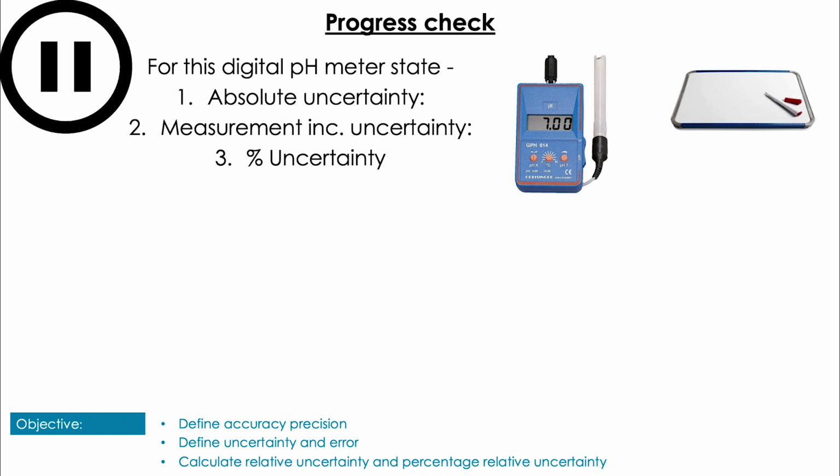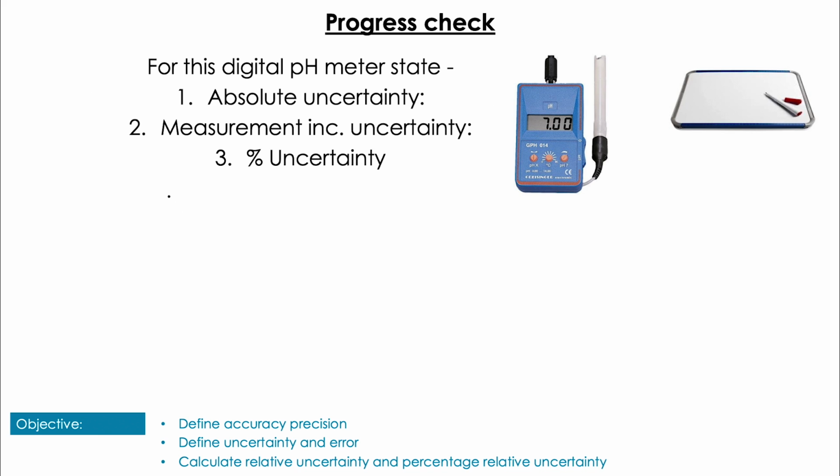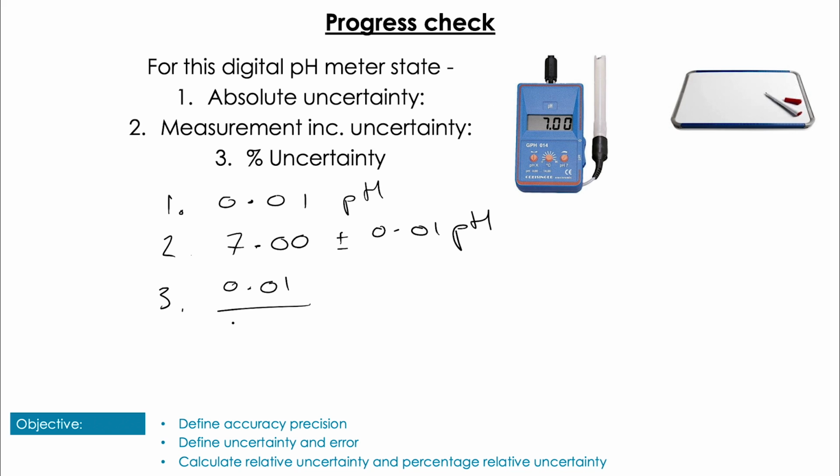Pop 'em up! Once again, a digital instrument, so we're going to take the smallest increment as our absolute uncertainty in pH. Our measurement is going to be 7.00 plus or minus 0.01 pH. And of course, for percentage uncertainty, we're going to do absolute over the measured value multiplied by 100, which is going to give us our percentage uncertainty of 0.1% to one significant figure.